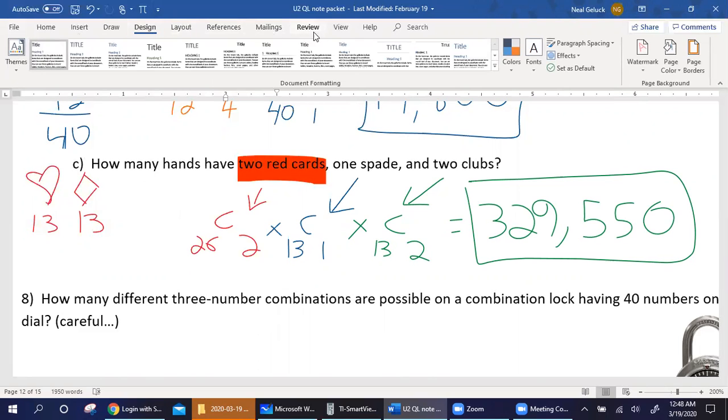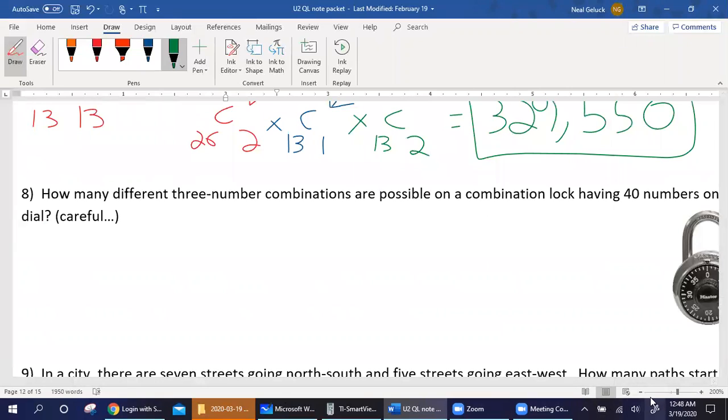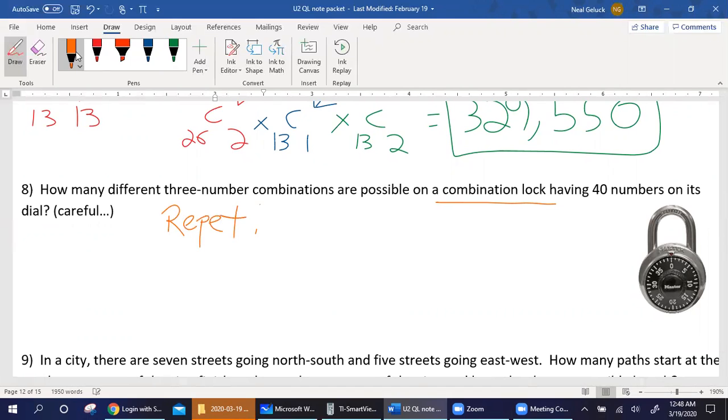Number 8 is actually kind of a tricky problem because even though it's called a combination lock, this problem is not a combination problem. I can't use the combination thing. I also can't actually use the permutation thing. The reason being is on a combination lock, repetition is allowed. So this is neither a permutation nor combination.